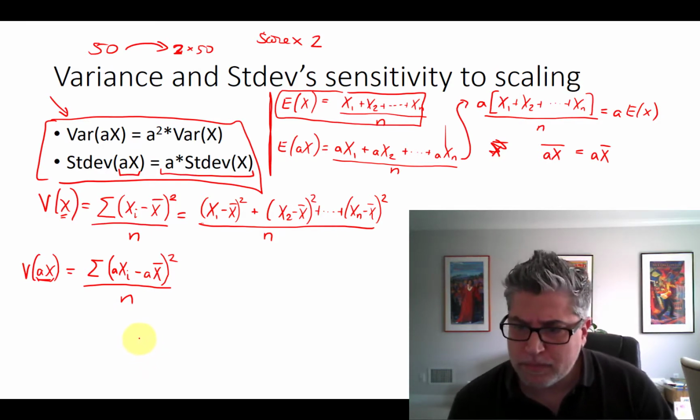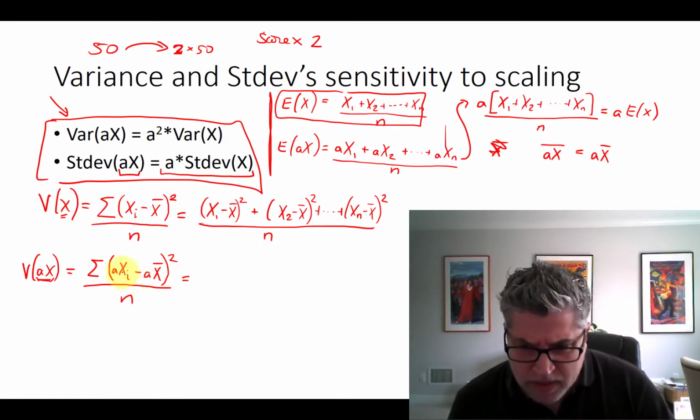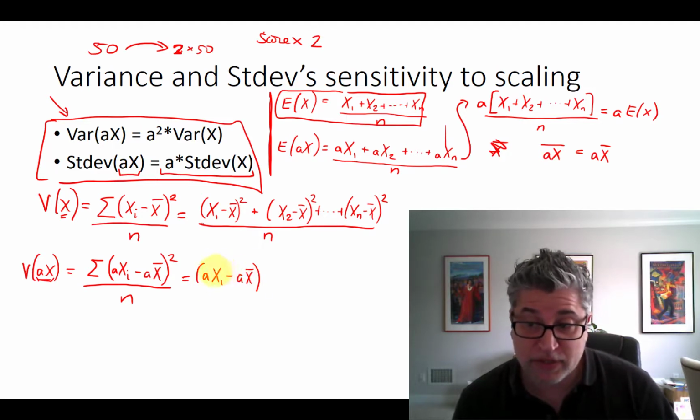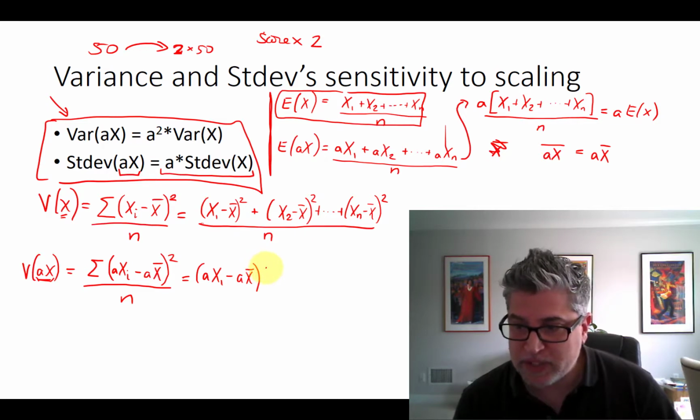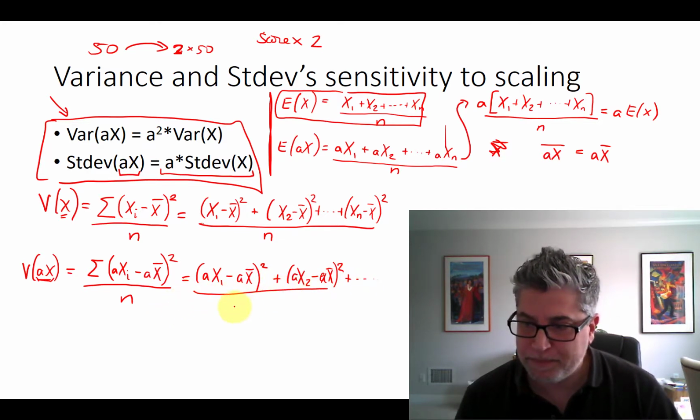Okay. So what does this mean? Let's separate this thing out. We have ax1 minus ax bar. So it's still the difference between our data and the average. It's just everything's been rescaled now. And I want to square that difference. And I'm going to do that for my second observation too. All the way down, and we're dividing by n.